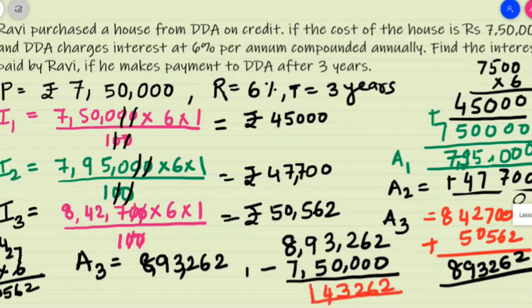So his compound interest, his interest after 3 years will be how much? 1,43,262. And what amount he will have to pay? 8,93,262 after the third year. After the third year, he has to pay 8,93,262.